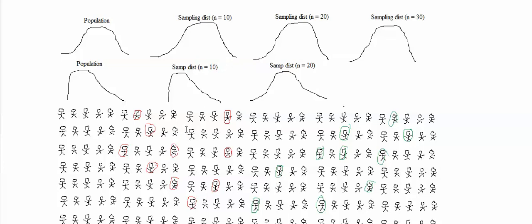Now what if I wrote out all possible samples of 30 people and calculated the mean of each possible sample of 30 people, and then I created a histogram of the possible samples of 30 people? Since 30 is a bigger sample size, this sampling distribution would be even more normal than this one. So if the population is skewed, the sampling distribution becomes more and more normal as the sample size increases.